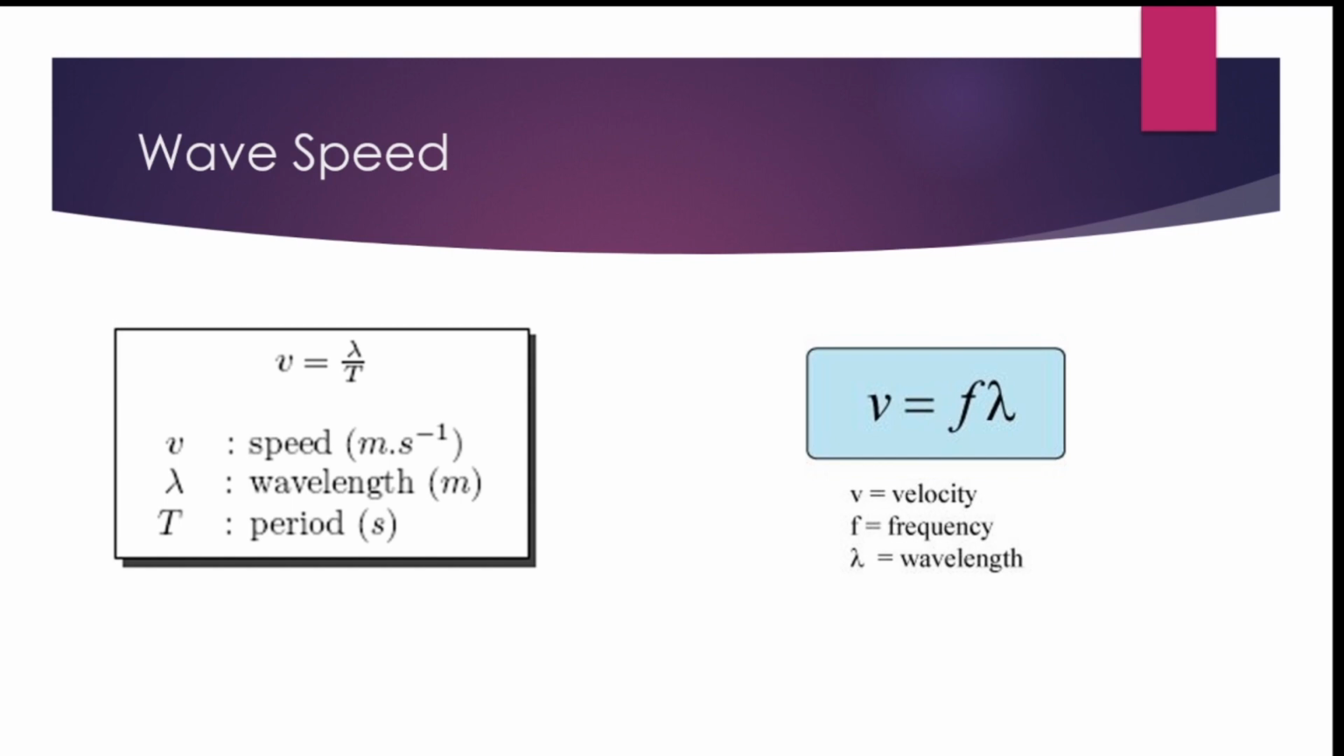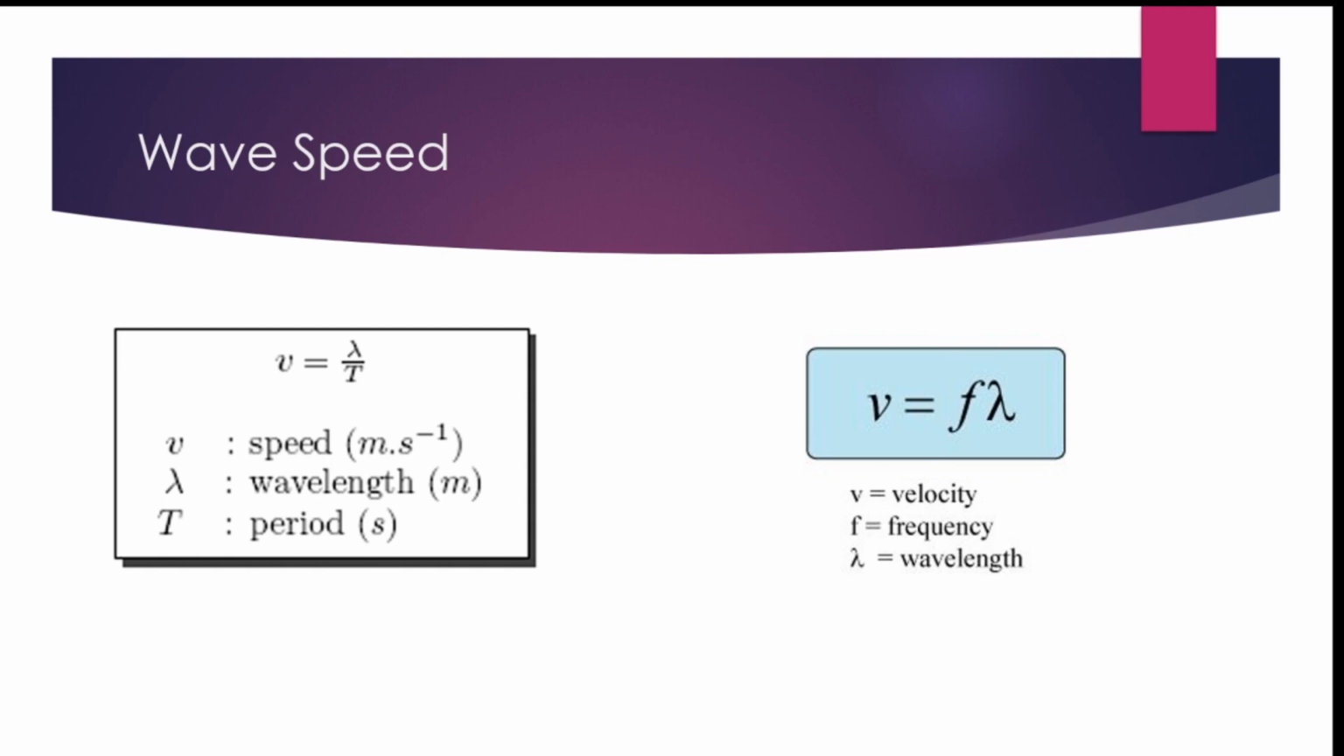So if frequency is how many waves pass a point per second, period is kind of the inverse. It's the opposite. It's how long does it take one wave to pass this point. And so period is measured in seconds. So if we take wavelength and divide it by period, meters divided by seconds, we get the speed of that wave in meters per second.